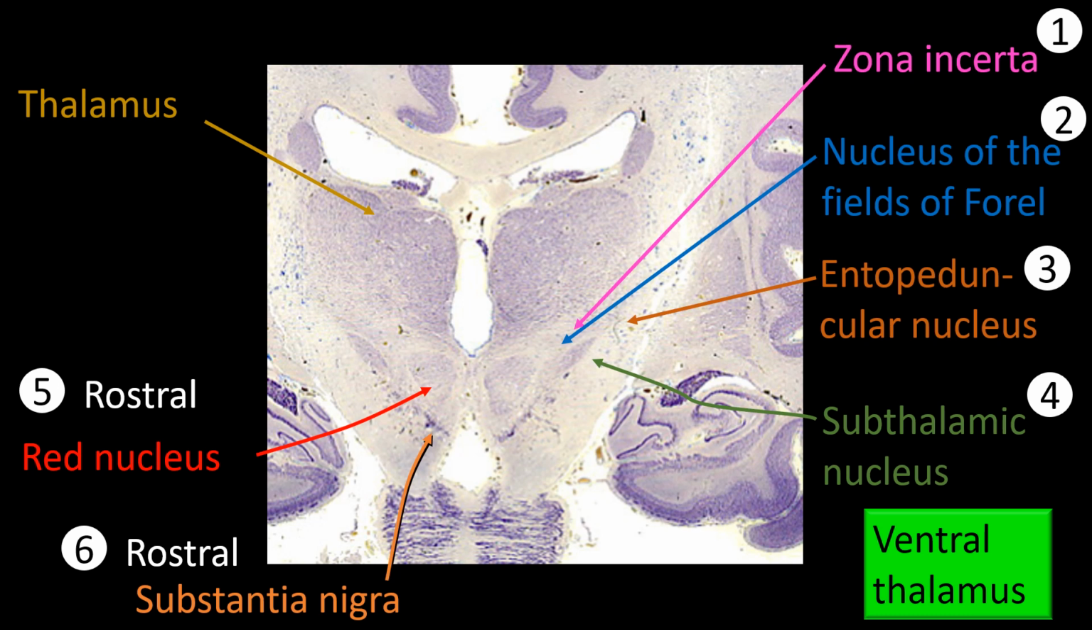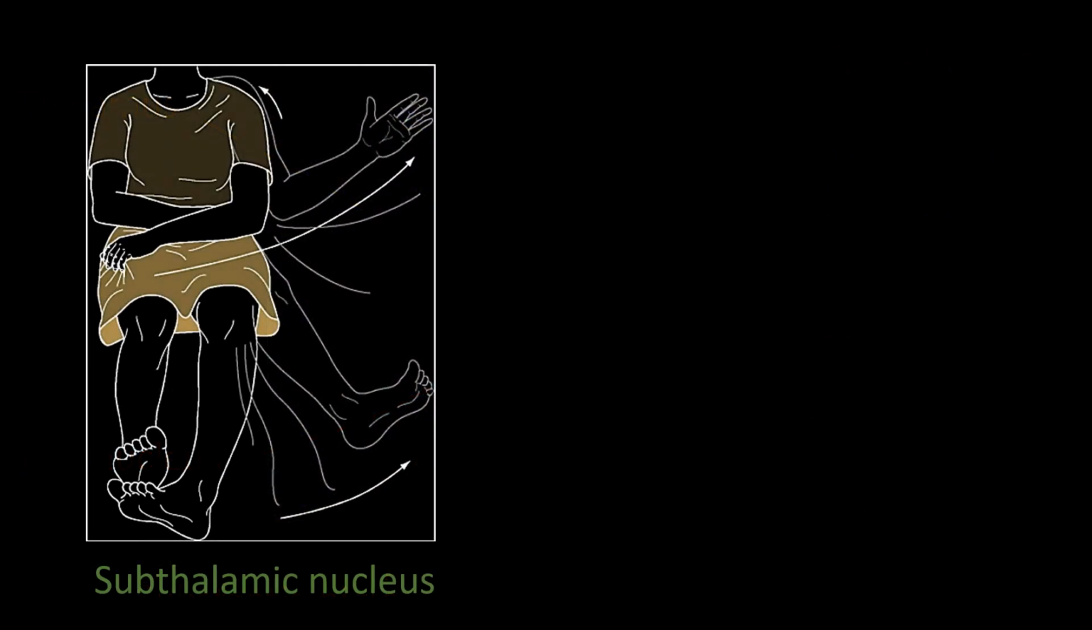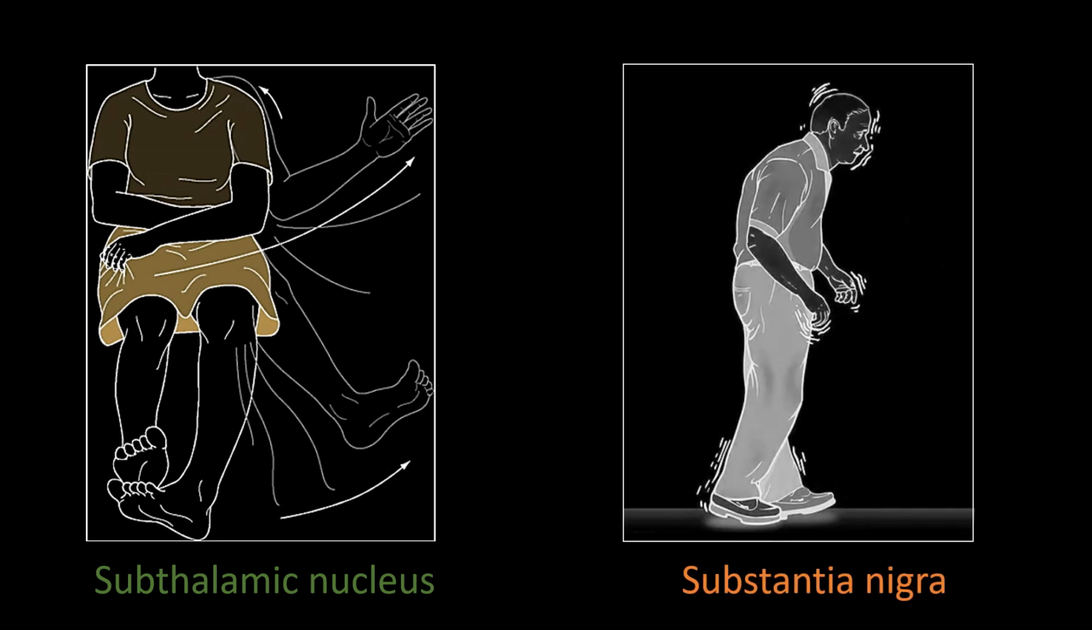Why is this area important? Because these nuclei are involved in a rare and dramatic disorder characterized by violent movements called hemibalism, usually due to a stroke in the subthalamic nucleus, and a very common and devastating disorder called Parkinson's disease, due to degeneration of the dopa-secreting cells in the substantia nigra.